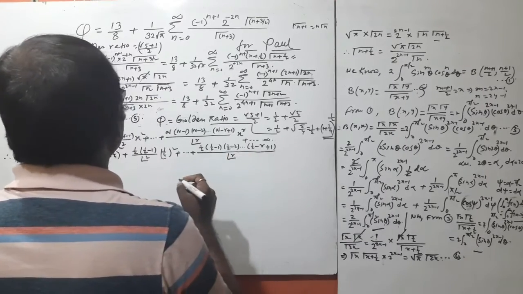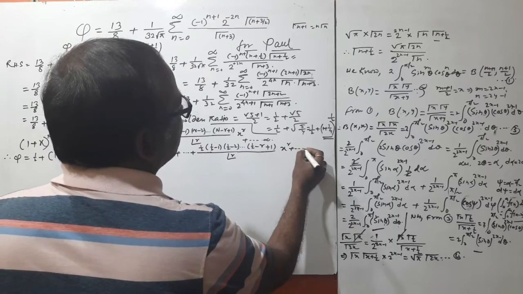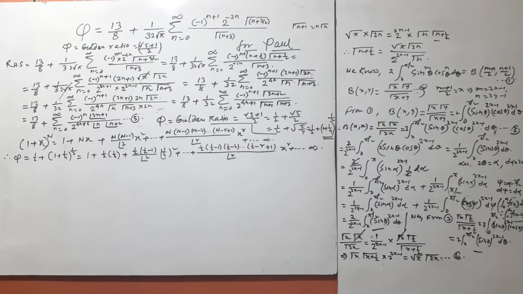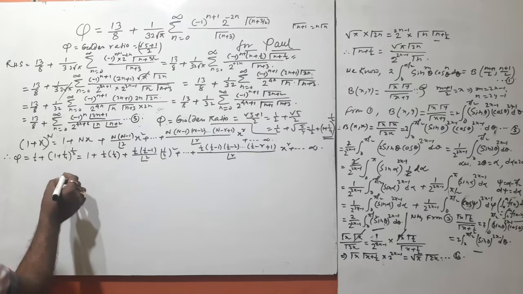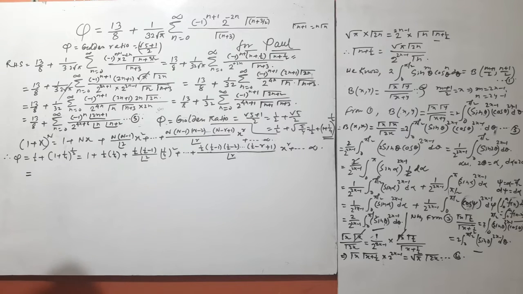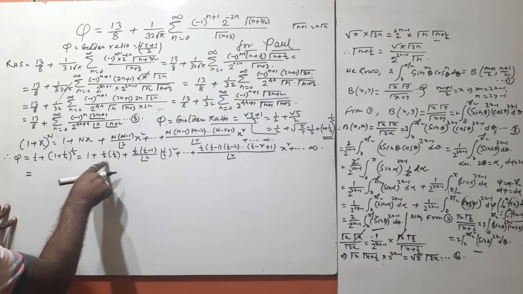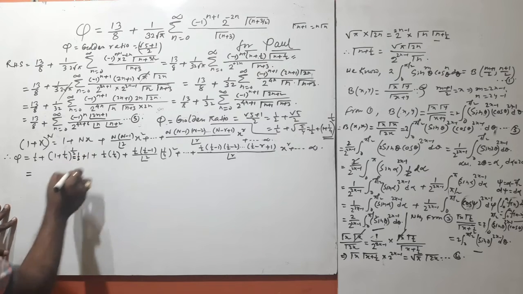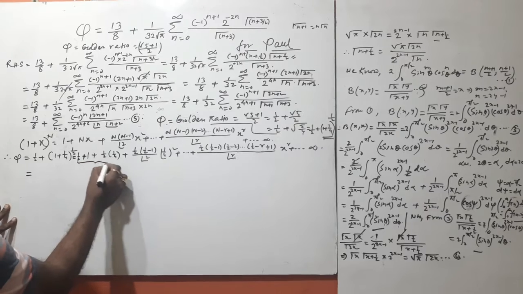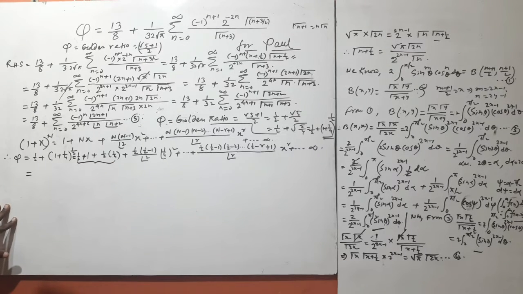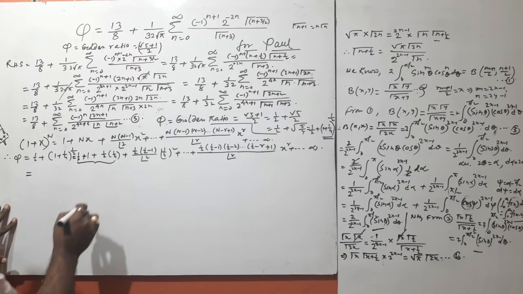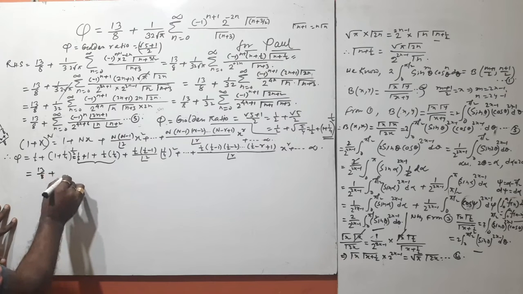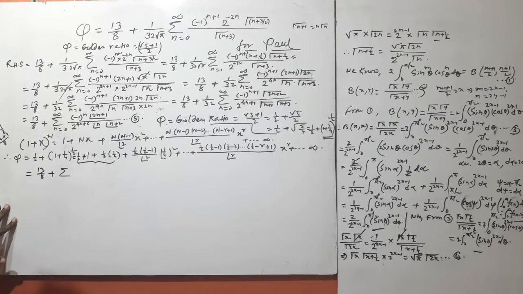and this is x to the power r plus dot dot to infinity. Now simplify this expression. I have written something wrongly here; it is a more half plus this. So if we add these, this is 3 by 2, and this is 13 by 8, and this is 13 by 8 plus the summation.